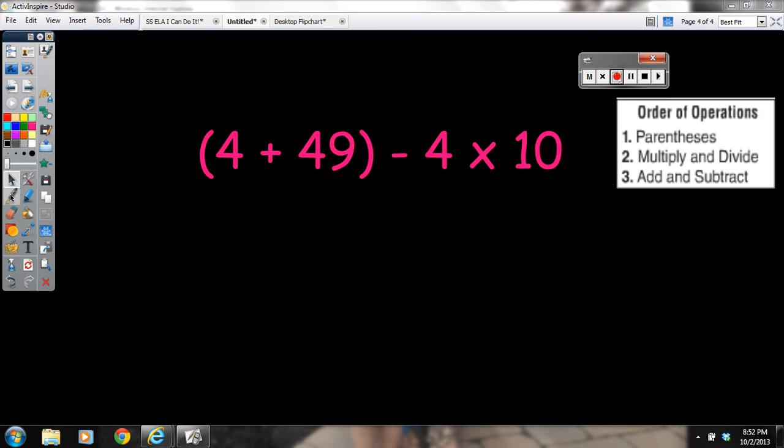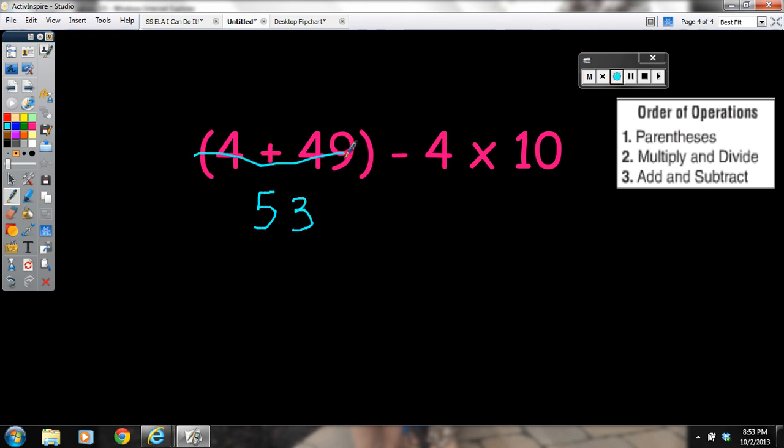Okay, now here's our final example. This was actually an example from class that a few of you had a little difficult time with. We have 4 plus 49 in parentheses minus the 4 times the 10. Okay, once again, we have to go through and follow our order of operations. We take a look, are there parentheses to answer first? Yes, there are. We have the 4 plus the 49. We have to answer this part of the numerical expression first. 49 and 4 added together gives us a sum of 53.